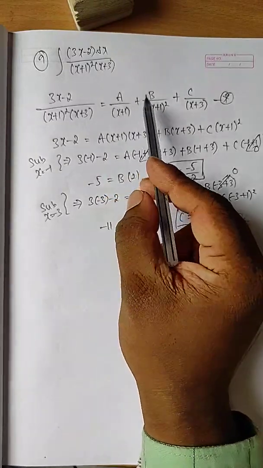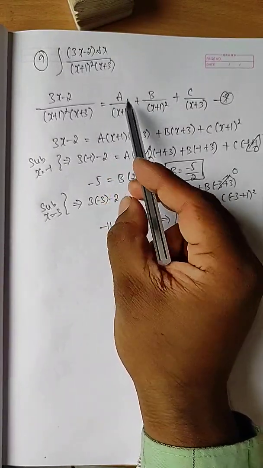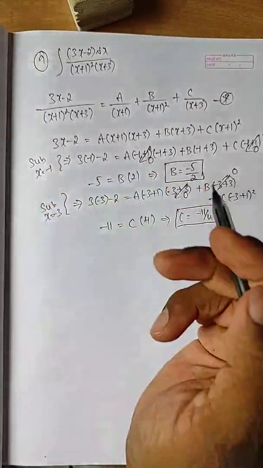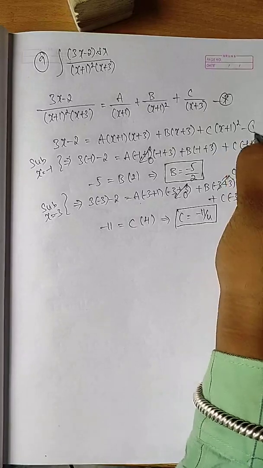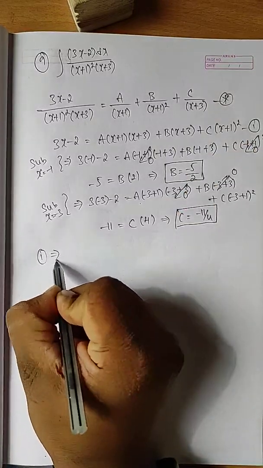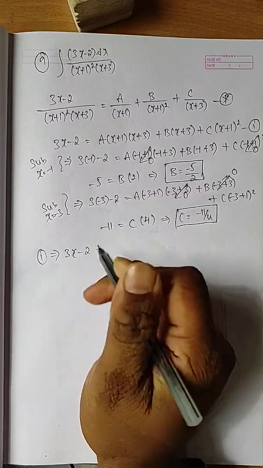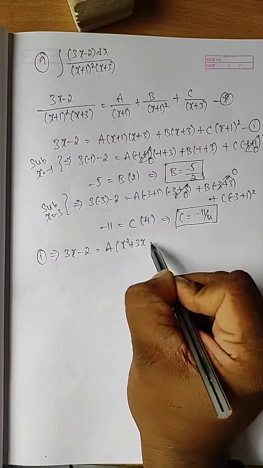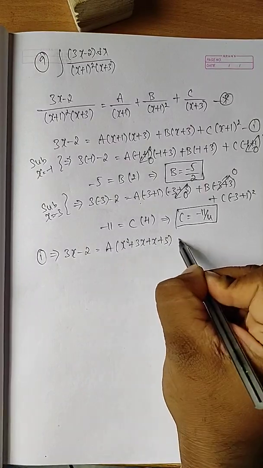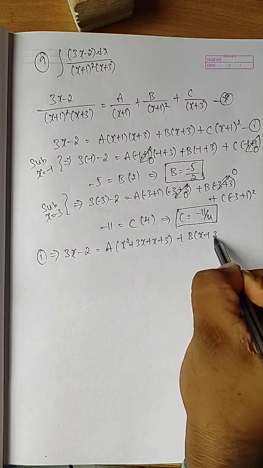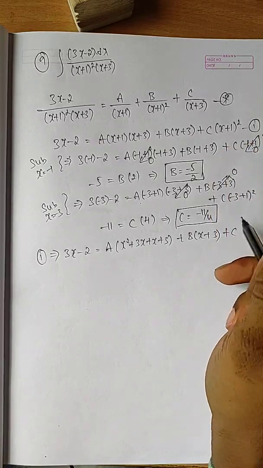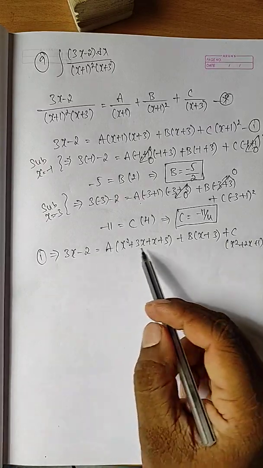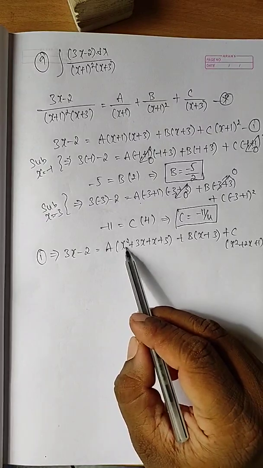Now we want to find the value of a. To find the value of a, you want to simplify this equation. So 3x minus 2 is equal to a into x square plus 3x plus x plus 3, plus b into x plus 3, plus c into x plus 1 whole square, which means x square plus 2x plus 1. Okay? So in this, which is the highest power? The highest power is x square.